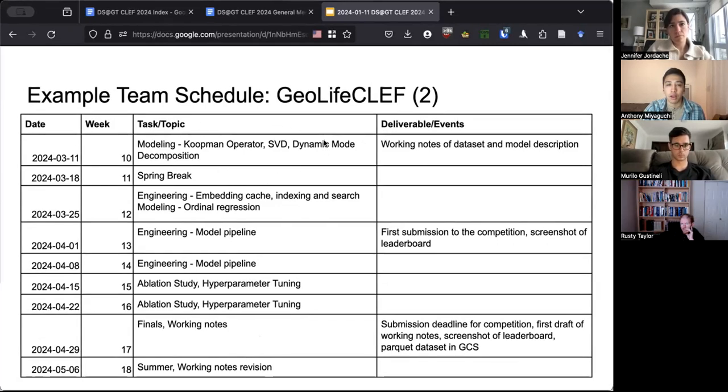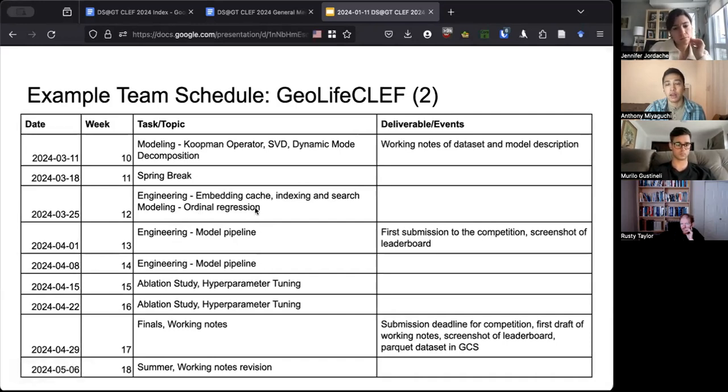So we have this learning of time series dynamics, spring break, and then we have some engineering at this. So we've submitted the baseline. We're building this pipeline, and this is probably going to take another 4 to 5 weeks.